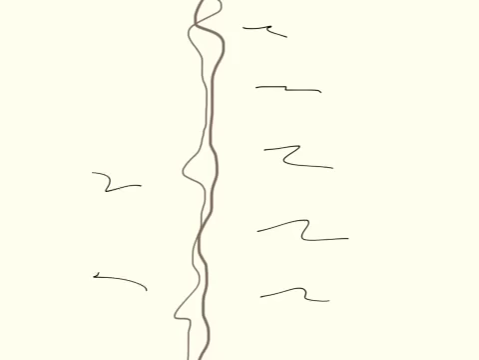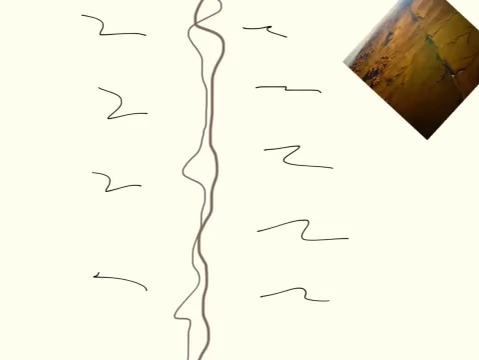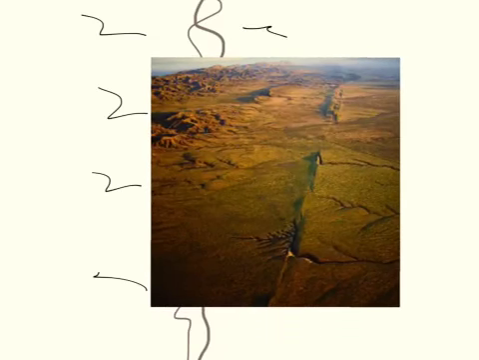Transform boundaries are areas where two tectonic plates slide past each other or move in the same direction, just at different speeds. In areas where this happens, it causes earthquakes. An example of a place that this happens is the San Andreas Fault.